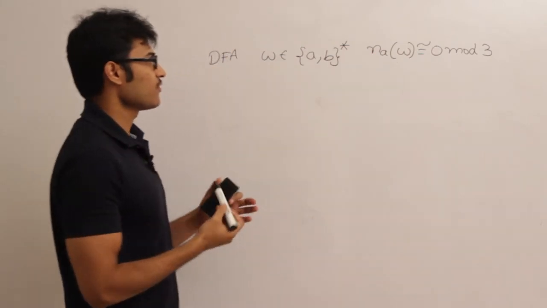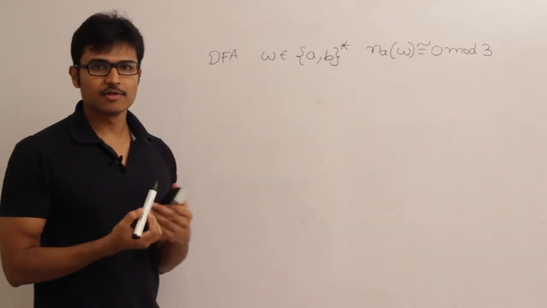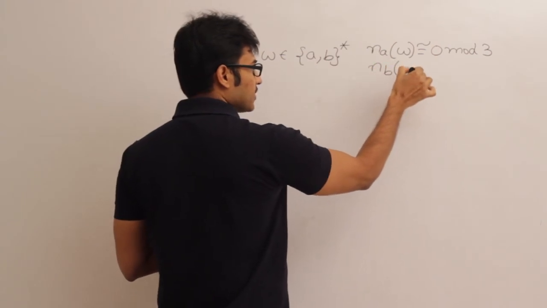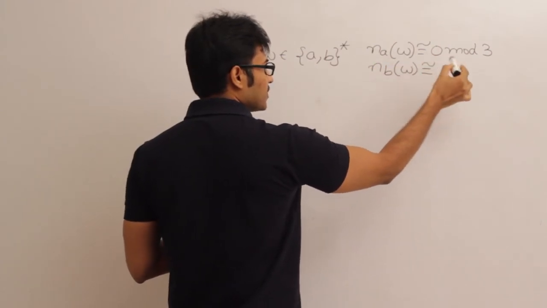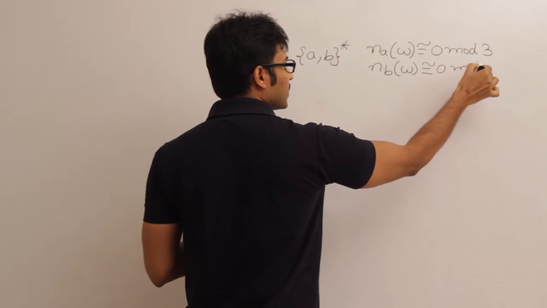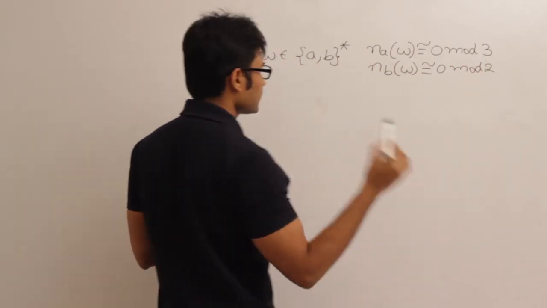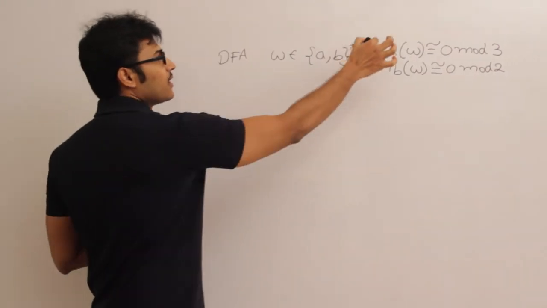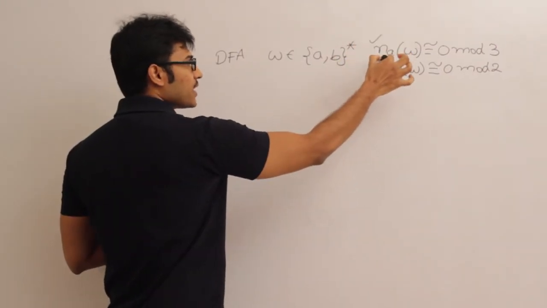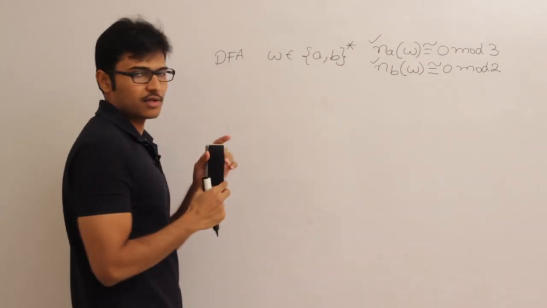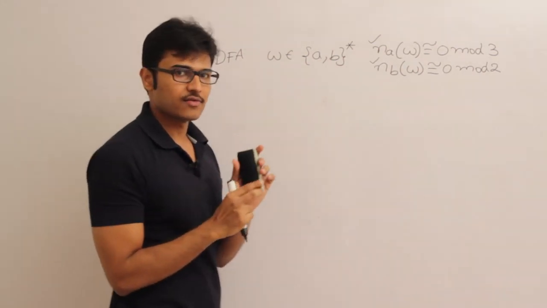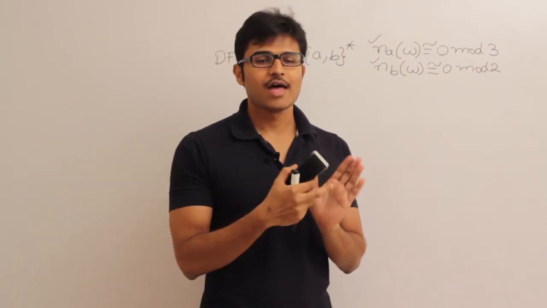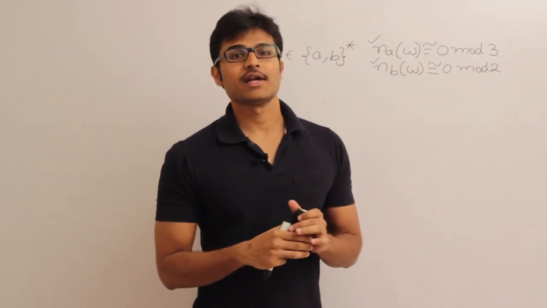It is nothing but the number of a's in the string is divisible by 3 and the number of b's is divisible by 2. If you look at the previous diagram, we constructed two DFAs, one for the number of a's and the other for the number of b's, and then we applied the cross product. We are going to use the same method, but the only difference is that I am not going to actually find the cross product and apply it.